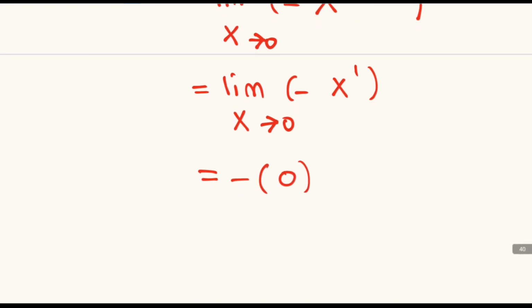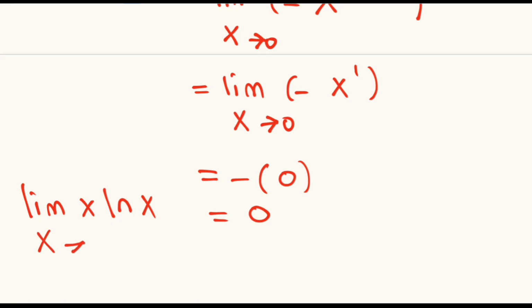0 multiplied by negative infinity will be equal to 0. So the limit of x multiplied by ln of x as x approaches 0 will be equal to 0.